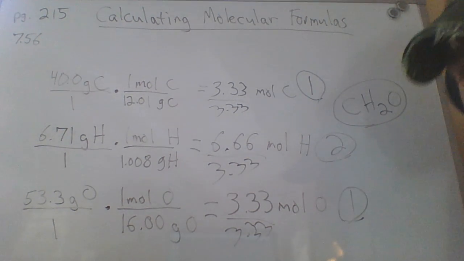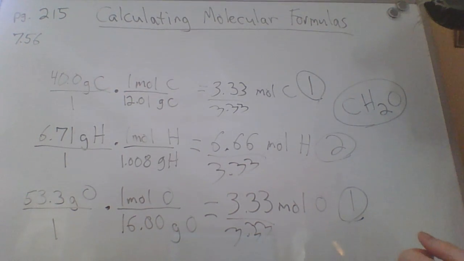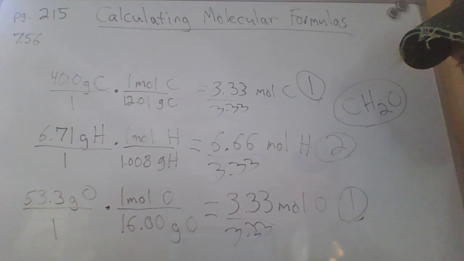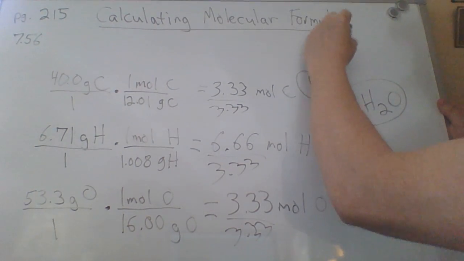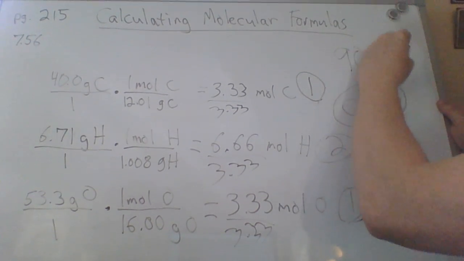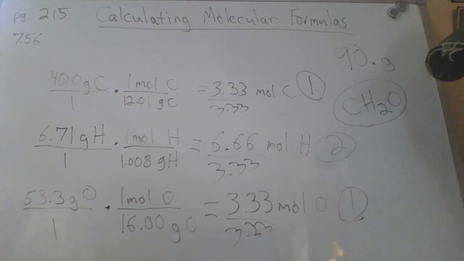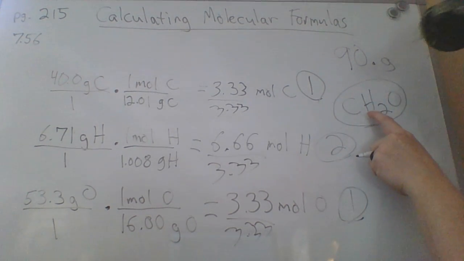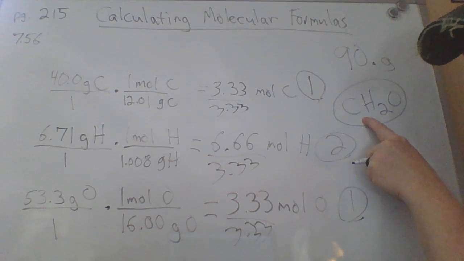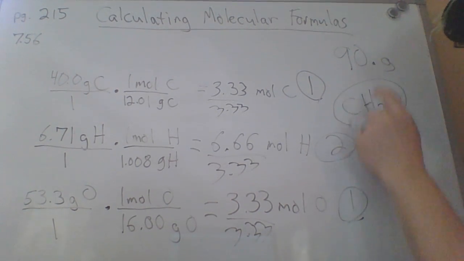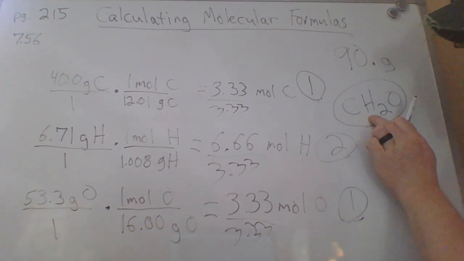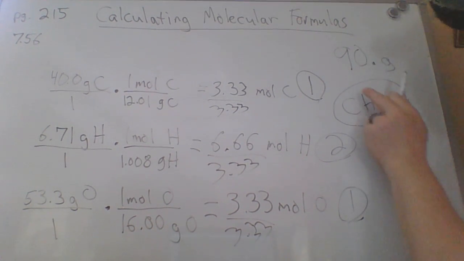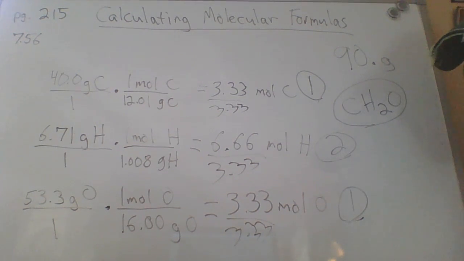But if you remember from the beginning of this video, it said that lactic acid has an experimental molar mass of 90 grams. What you now need to do to calculate a molecular formula is compare the molar mass of your empirical to the molecular. So I'm going to pause the video once again, and I'm going to show you the molar mass of CH2O and see how that compares to 90 grams.